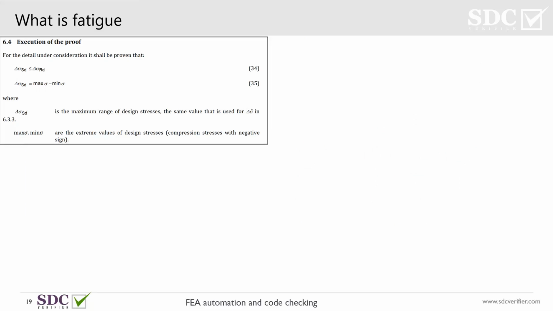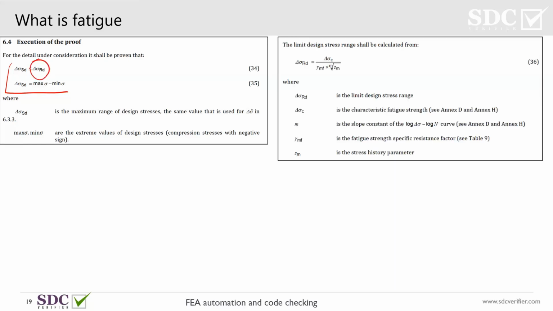So in terms of the EN 13001 standard, we were talking about fatigue. Here you can see a simple execution of the proof example. The idea is that the maximum range of the design stresses should not exceed the limit design stress range, which is this one.